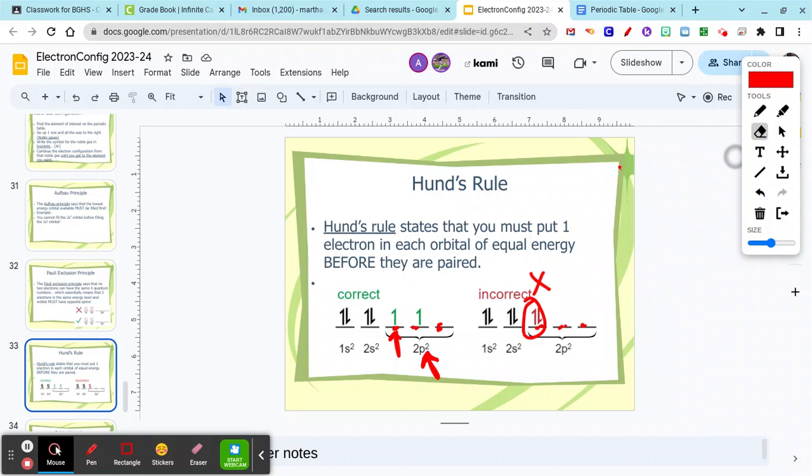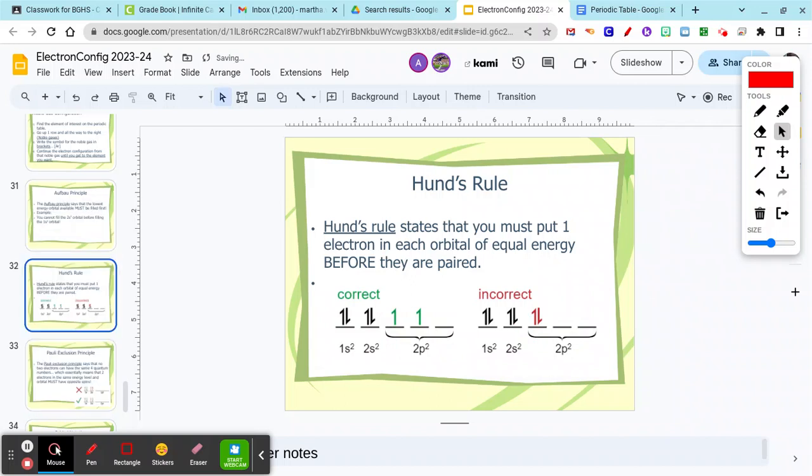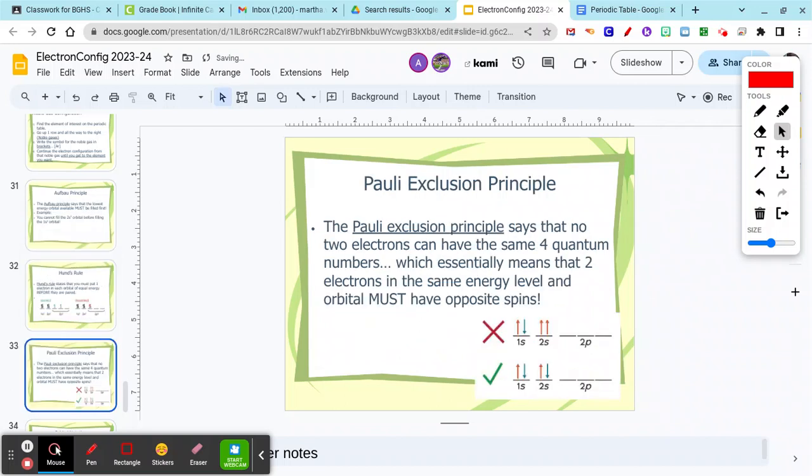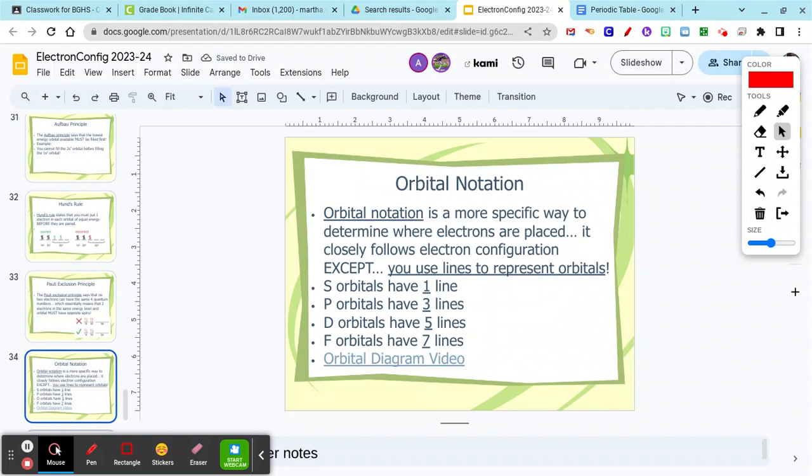Now we're going to look at orbital notation and how we determine the orbital notation for different elements on the periodic table. So orbital notation is a little bit more specific way to determine exactly where electrons are, and it also shows the spin. So just like I mentioned on the last slide, s orbitals only will have 1 line, p orbitals will always have 3 lines, d orbitals will have 5 lines, and f orbitals have 7 lines.